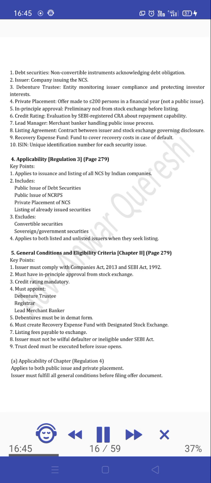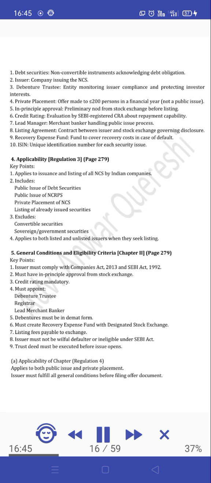2. Includes public issue of debt securities, public issue of NCRPS, private placement of NCS, listing of already issued securities. 3. Excludes convertible securities, sovereign government securities. 4. Applies to both listed and unlisted issuers when they seek listing. 5. General conditions and eligibility criteria, Chapter 2, page 279, key points. 1. Issuer must comply with Companies Act, 2013 and SEBI Act, 1992. 2. Must have in-principle approval from stock exchange.